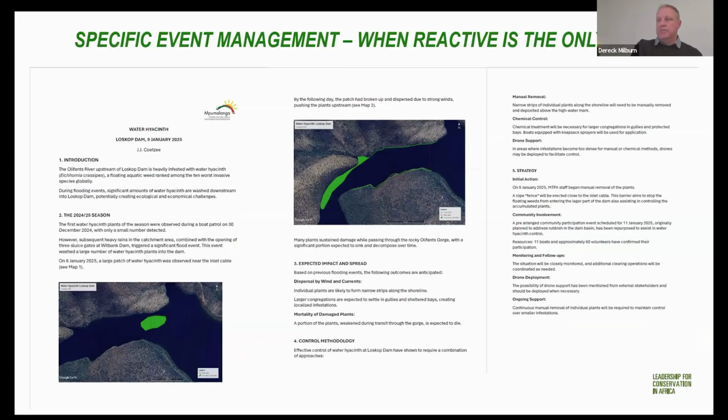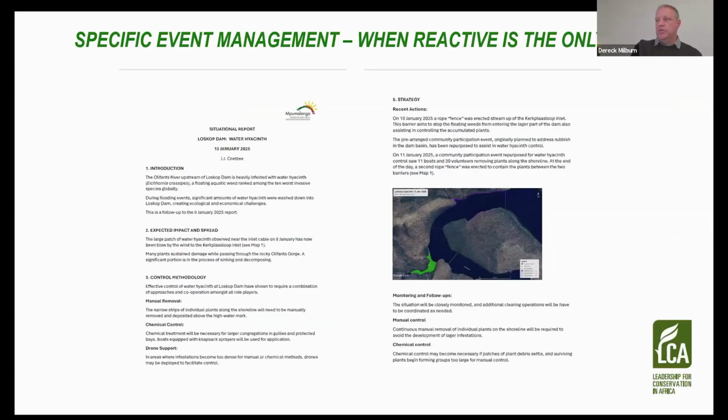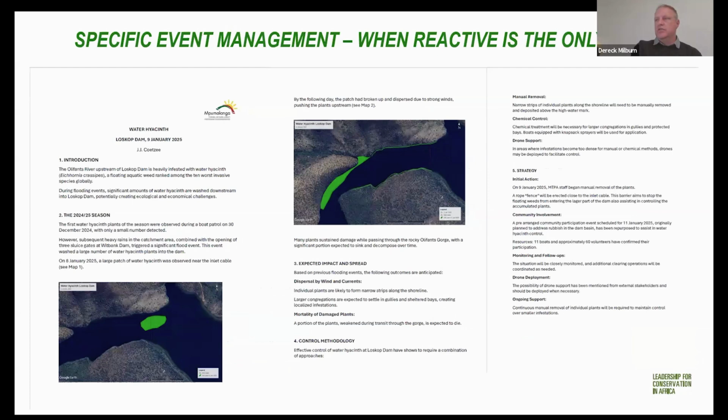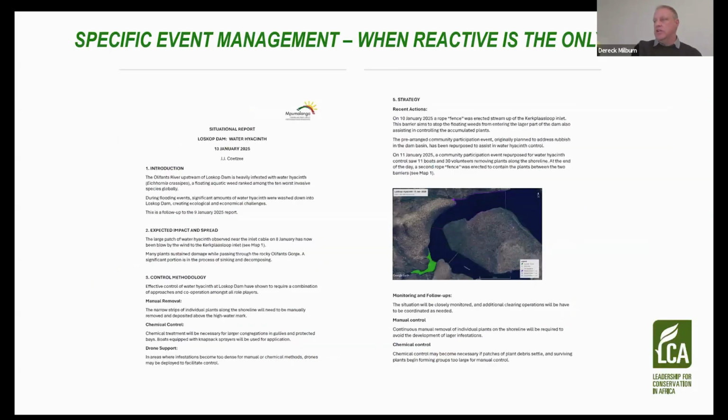So you can see the changing of the maps there. And eventually we got to a point where there was basically nothing left to remove. So you can see we started there on the 9th of January by identifying the issue, that there was an event where the hyacinths were coming into the dam. And then the next report was on the 13th of January. So you can see the change there. And that's just a very good way to track what we did, how we did it.